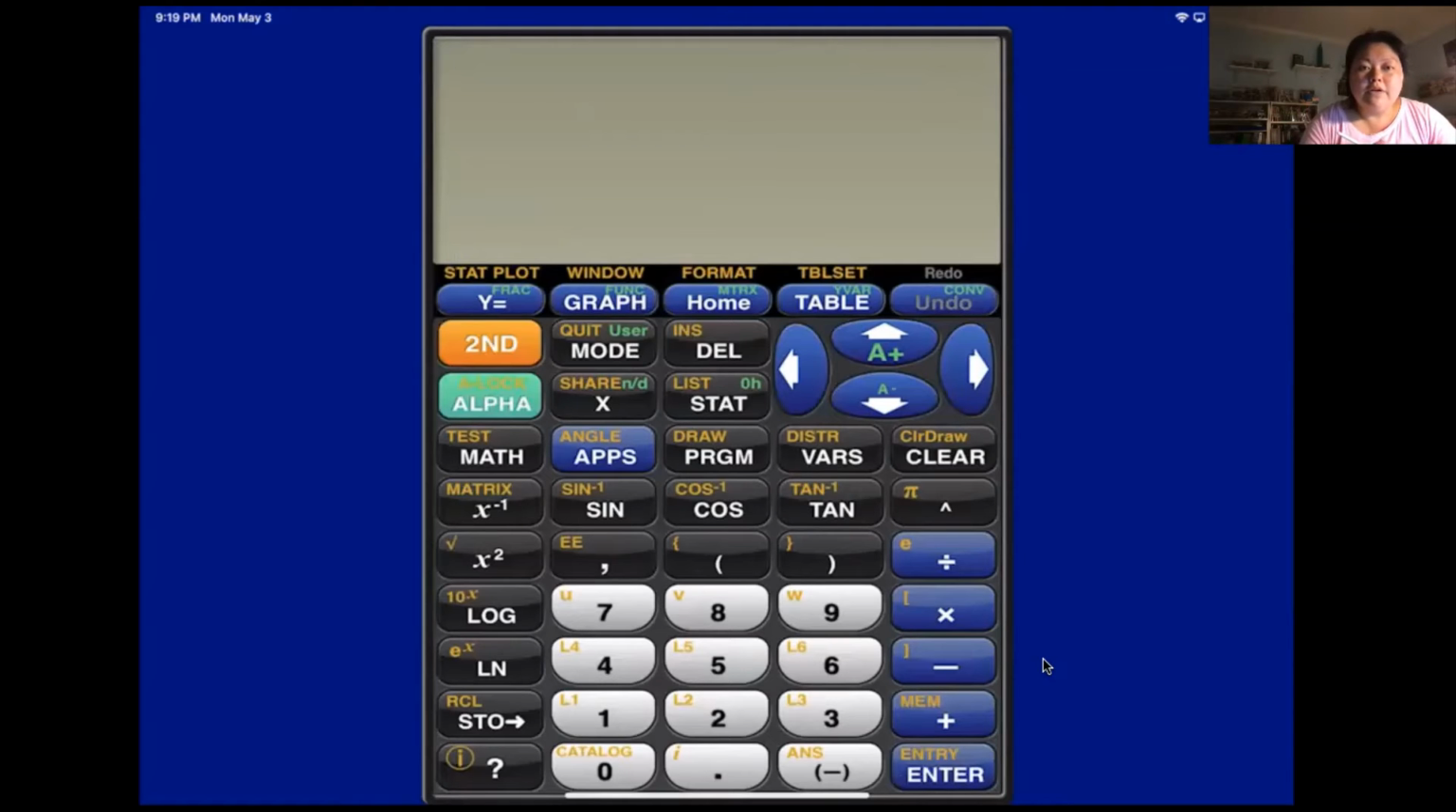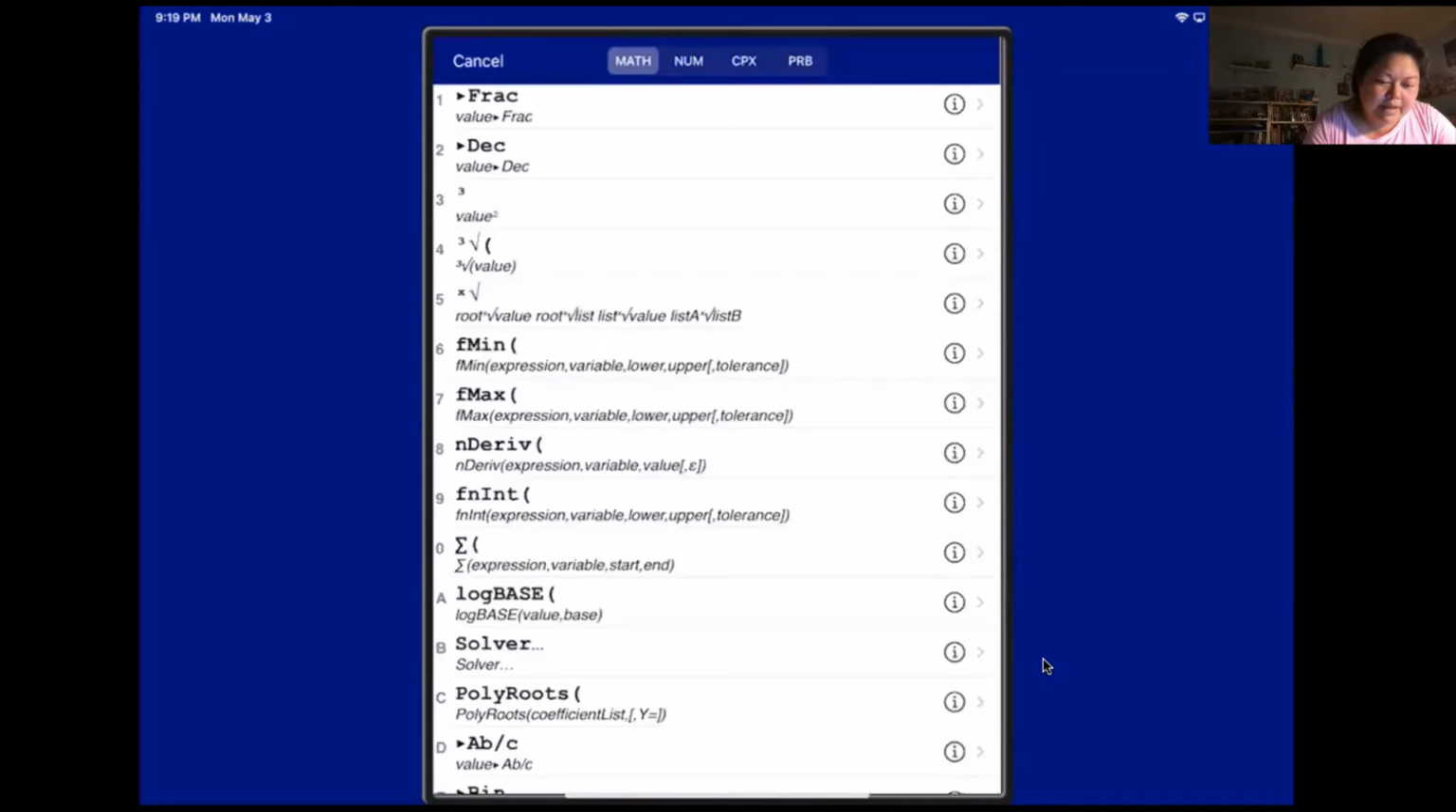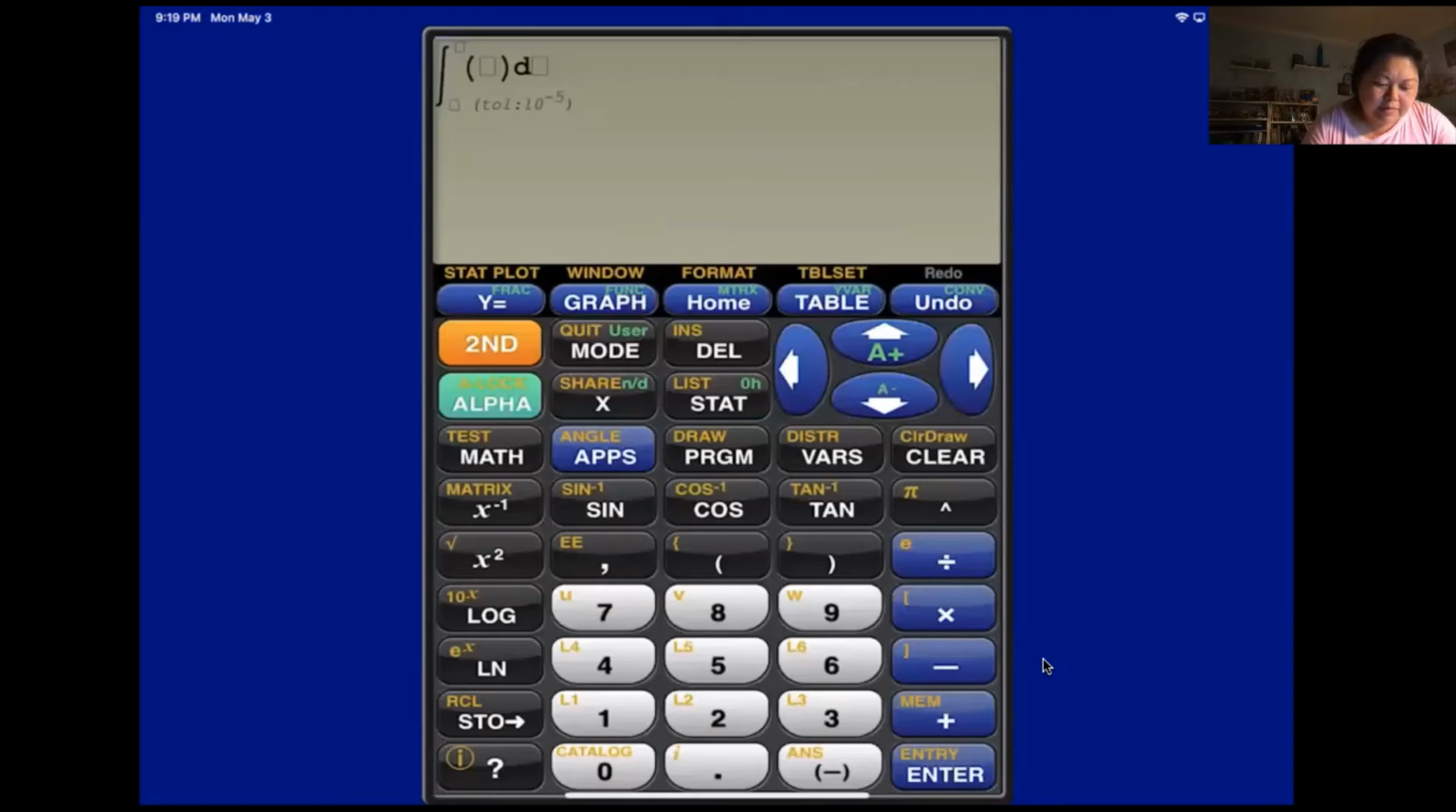Okay, so we're going to use our calculator to figure out the integral. So we go math 9, right? My integral goes from 0 to 8. My equation is 2,000 e to the negative t squared over 20. Don't forget your same variable, dx. All right, looking good. Enter.